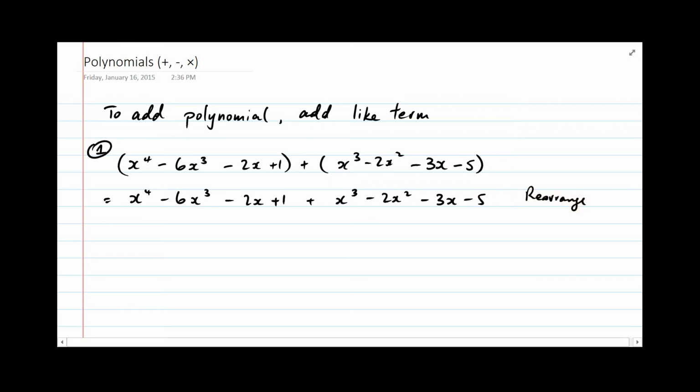We could rearrange, or it might be easier yet if we just identify what the like terms are. For example, all the cubes are here, and the only other like terms are the terms in x, and the constant terms, right? So I will just mentally put them together, and writing in descending order, we have x to the 4th, and combining my x cubes, negative 6 plus 1 is negative 5x cubed. Going further, 4th power, 3rd power, I'm going down to the 2nd power.